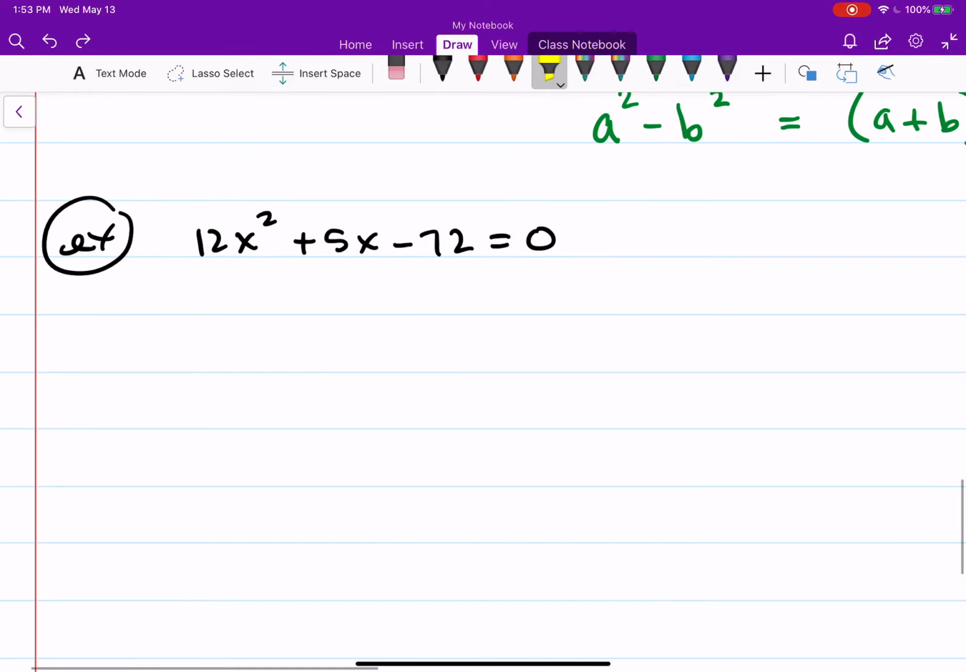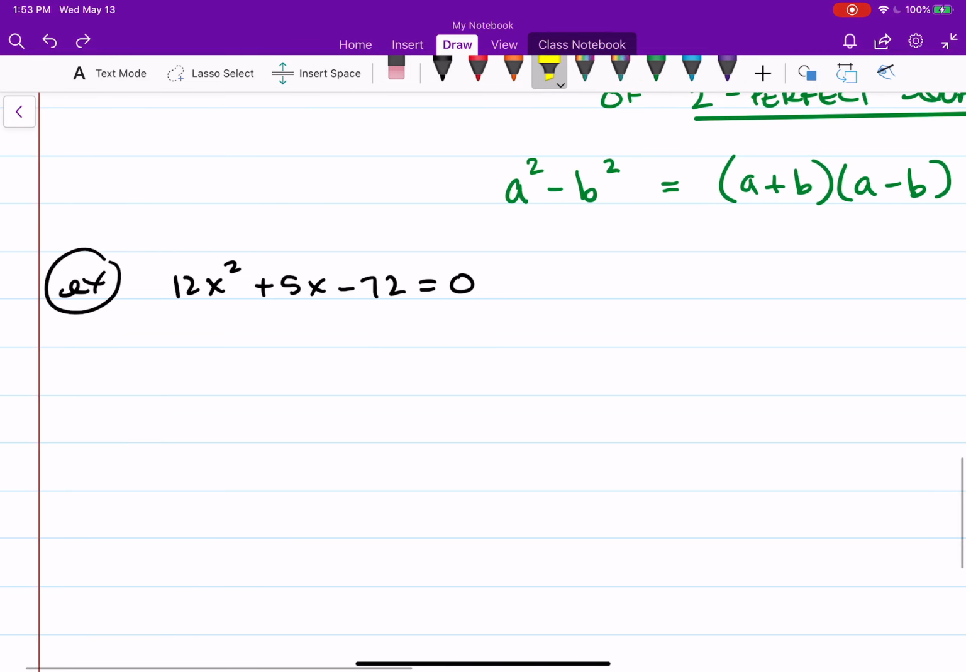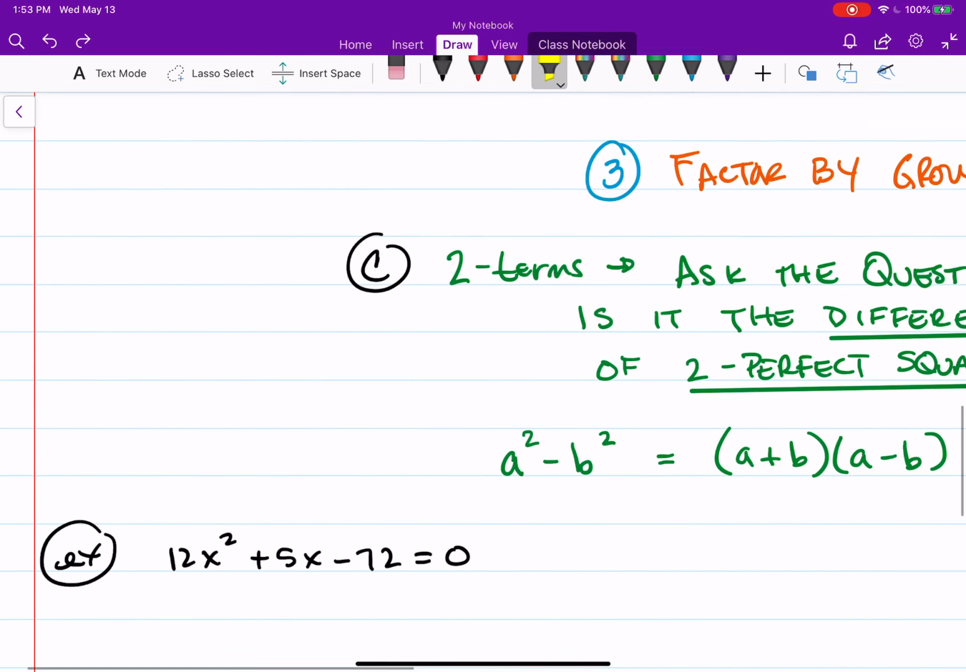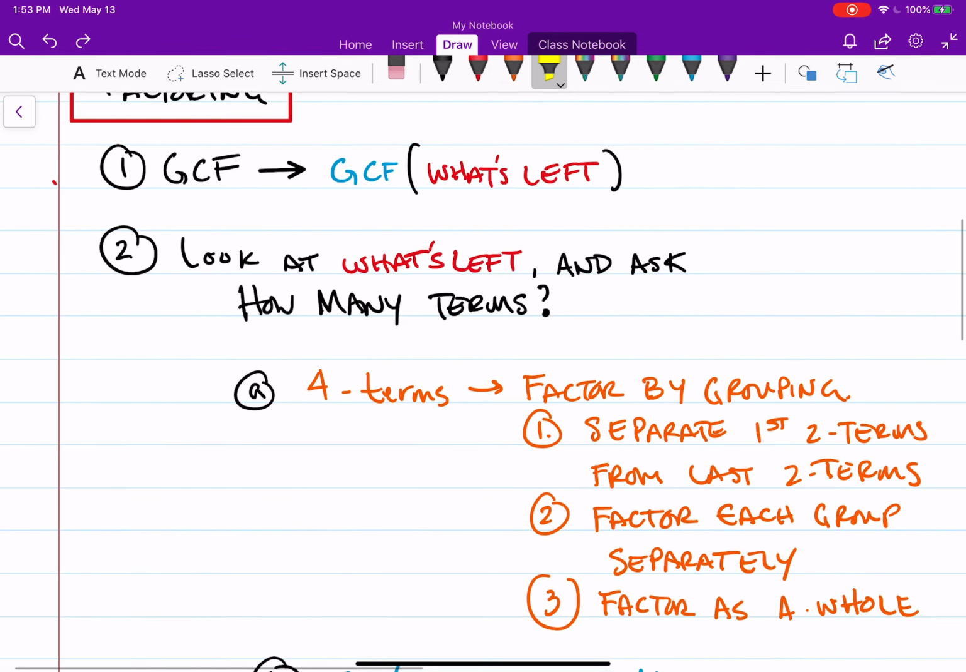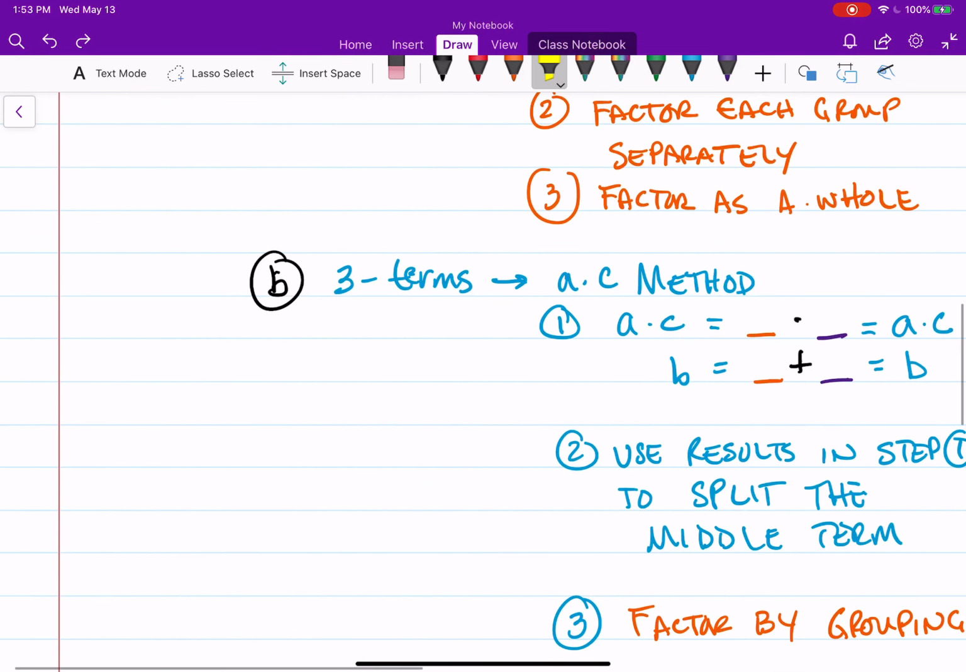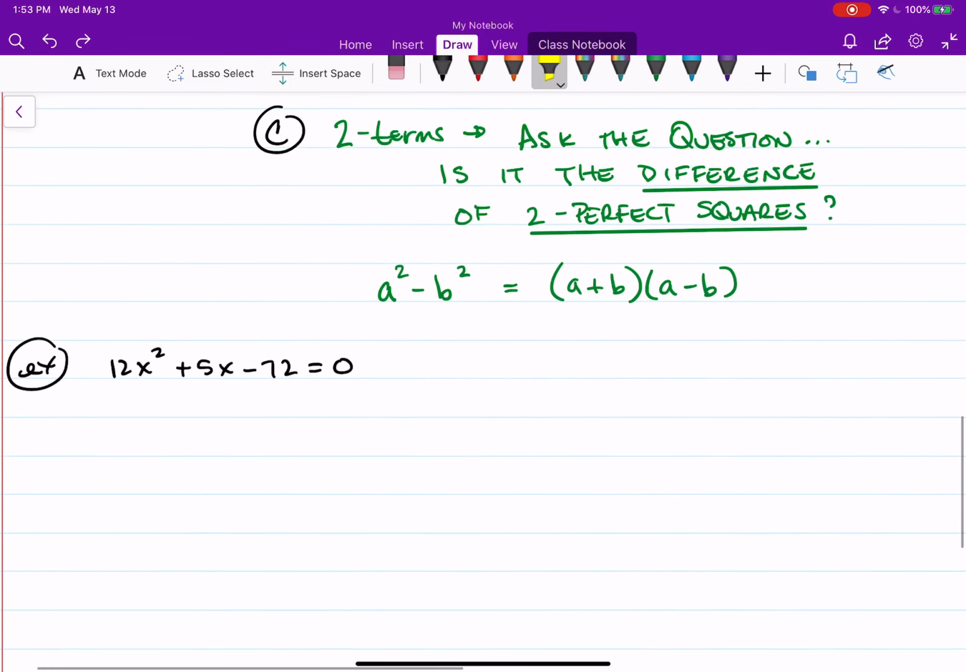Okay, how about, does anything go into 12, 5, and 72? So since 5 is a prime number, that's a great question to ask. Does 5 go into 12? No. Does 5 go into 72? No. And the reason why the 5 is good is because it's a prime, so it only has a factor of 1 and itself, and that's it. So since it doesn't, then we're kind of stuck. There's no GCF. Then we go into what's left, right? How many terms do we have? We have 3 terms. So then we got to look at the 3 terms and use the AC method. So, okay.